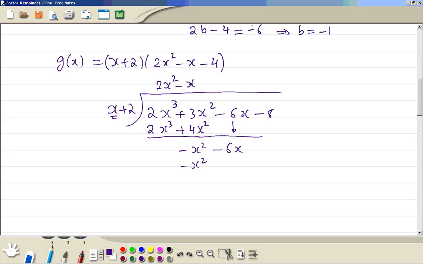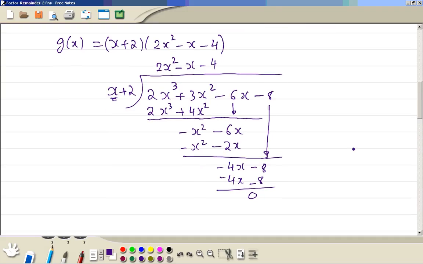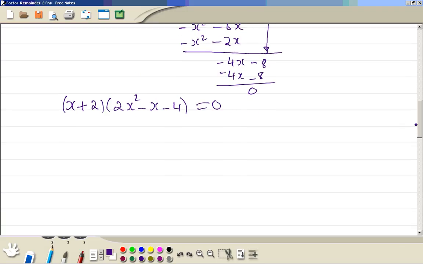So we get minus x squared, then we get minus x times 2, so minus 2x. Then subtract, we get minus 4x. Then we bring that down. So now we need to multiply this x by minus 4. So minus 4x. Minus 4 times 2 is minus 8. So the remainder is nothing. So therefore we have to solve the equation x plus 2 times 2x squared minus x minus 4 equal to 0. And one solution when we put this equal to 0, so we get x equal to minus 2.